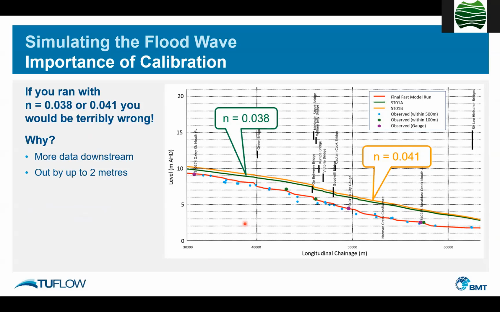I've just zoomed into a very tiny part of this, the main city of Brisbane. The green line is the 0.038 peak profile for that major flood, and the orange line is 0.041, so it's just a little bit higher, as you would expect. These black lines here are the bridge decks of some of the major bridges. Based on these simulations, the floodwaters will be hitting and going over this bridge deck here.